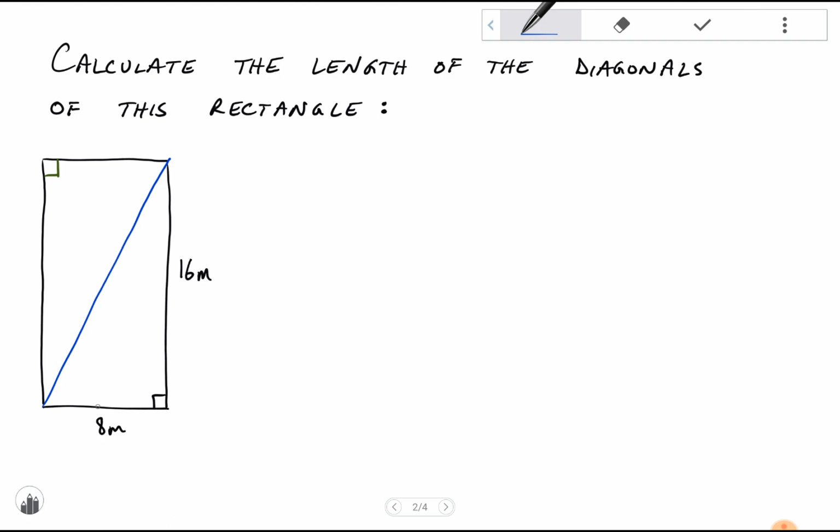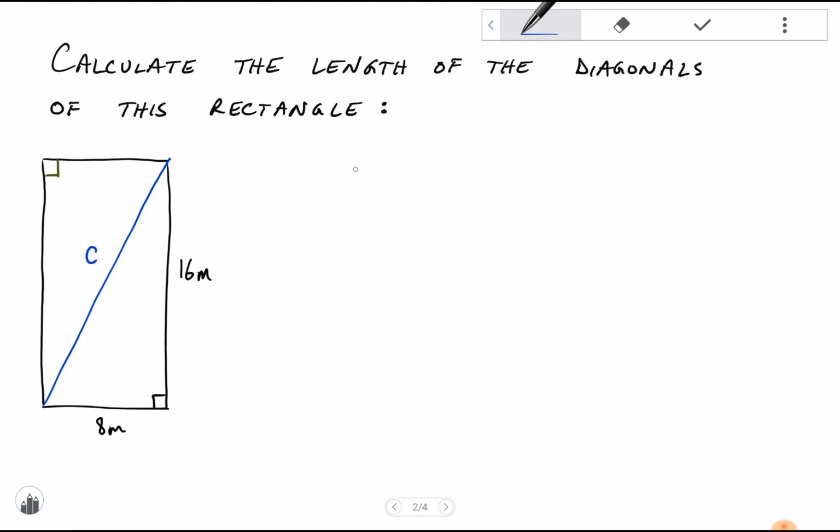And this, when we do that, cuts this rectangle into two identical right triangles. Right here we have one right triangle, and then here's the other one. Of course, they're both the same because this is 8 meters, this is 8 meters, this is 16 meters, this is 16 meters. So we'll just use the picture of this one here to do our calculations. So the length of the diagonal is the hypotenuse of this triangle. We can label that C.